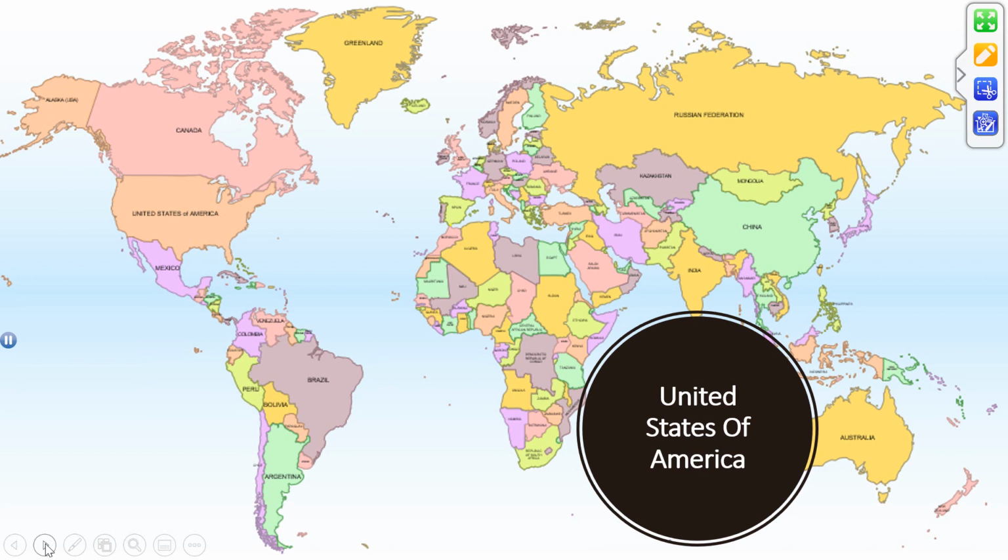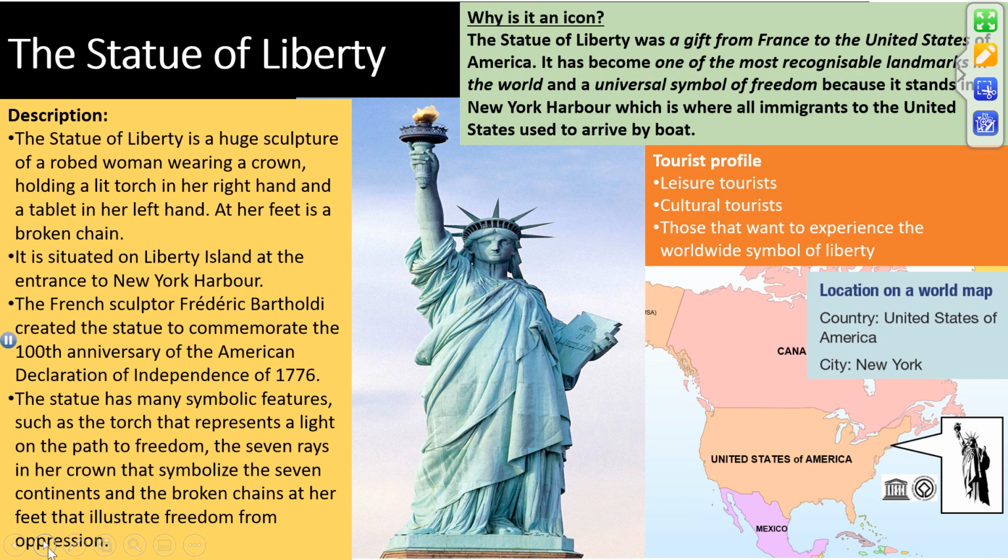Our next icon is located in the United States of America, and there you will see the location of it on a world map, and you should have guessed it already, the world-renowned or well-known Statue of Liberty, located in the city of New York.